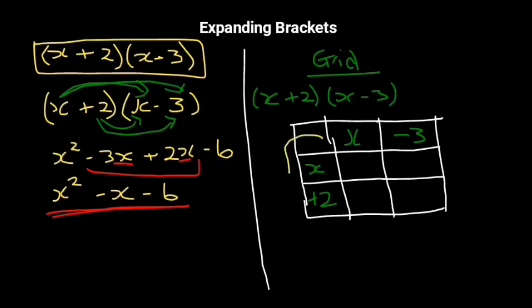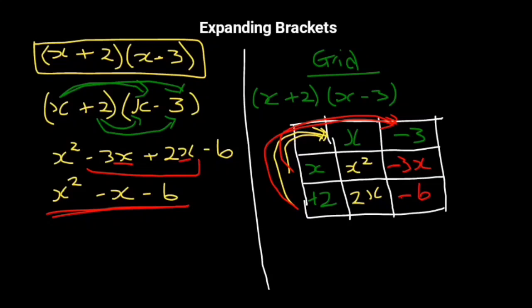The first thing we'll do is multiply our x by our x again, which gives us x squared. We'll then multiply our positive 2 by x, which gives us positive 2x. We'll now multiply our x by negative 3, which gives us negative 3x. And then we'll multiply our positive 2 by negative 3, which would give us negative 6.